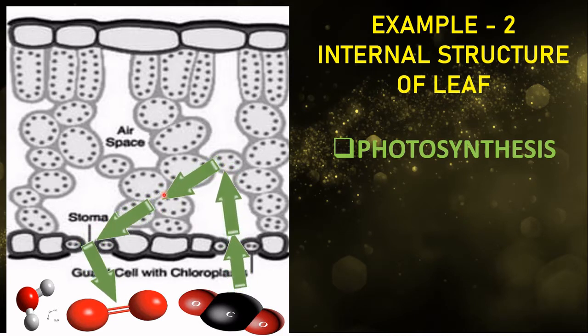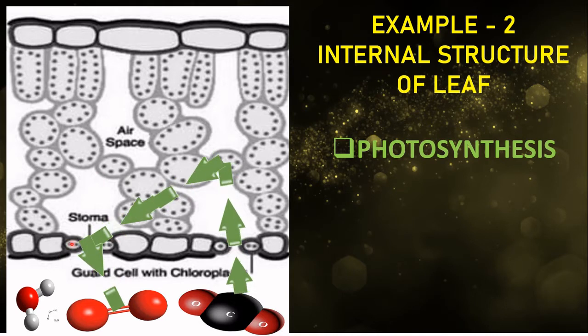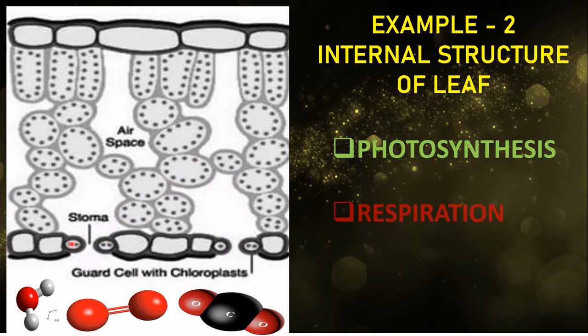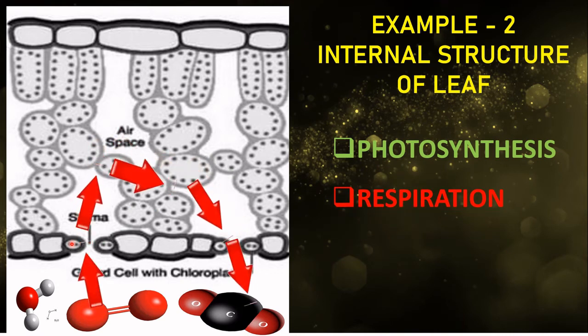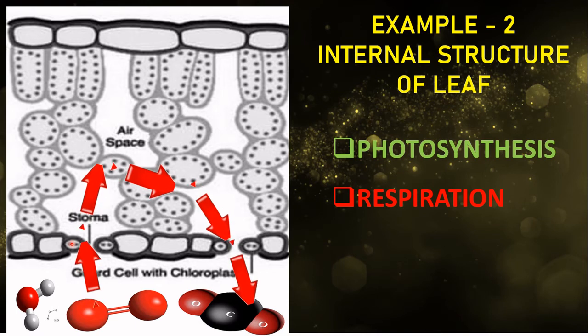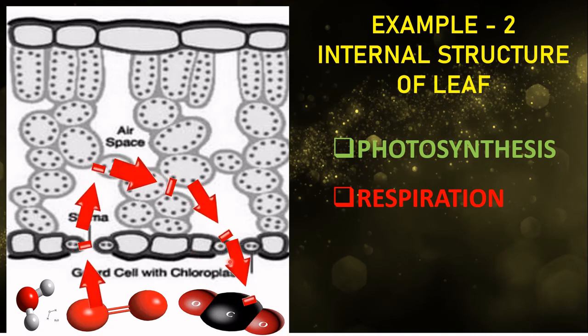Oxygen diffuses out of the cell through the stomata. It is released out of the leaf. Here, oxygen is higher in the cell. During respiration, oxygen is required and carbon dioxide is released. By the process of diffusion, oxygen enters the leaf and carbon dioxide leaves the leaf.